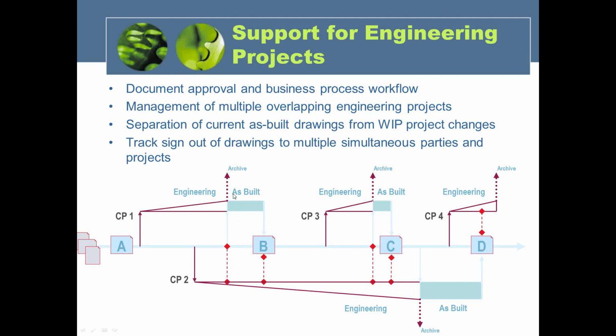So the fact that there's a new as-built of this file that's released but assigned to Project 2 needs to be communicated down to Project 2, so these changes get incorporated into the drawings here. So that is managing that kind of complexity, separating the current as-built drawings from work-in-progress changes, and then tracking the sign out to multiple simultaneous parties and projects.